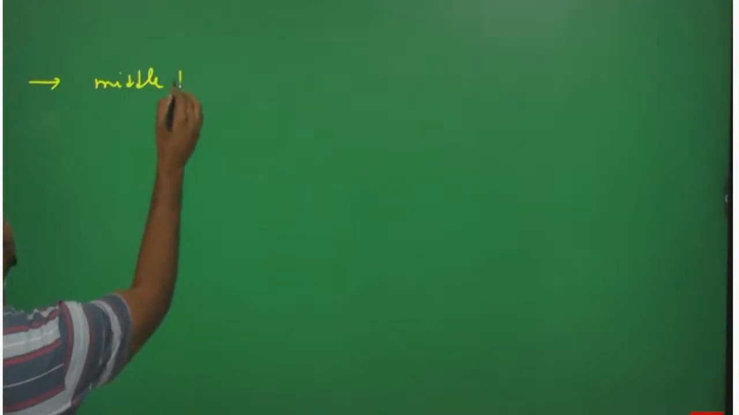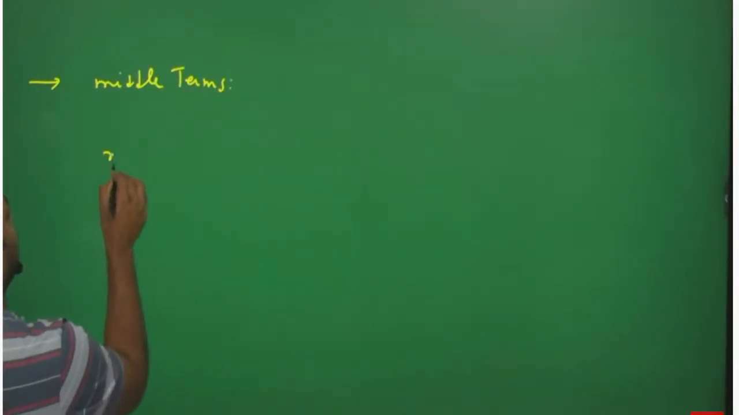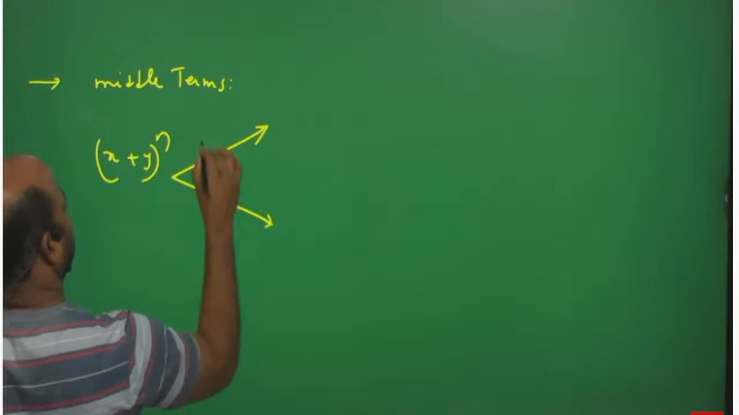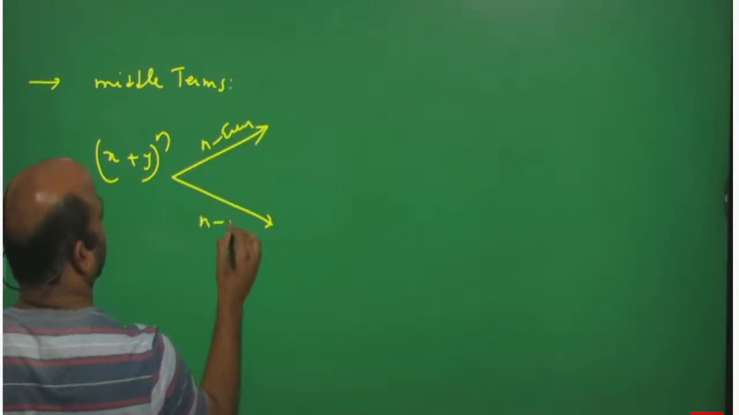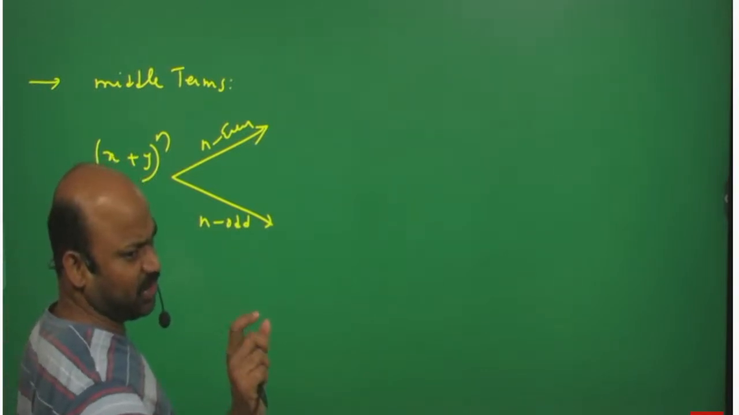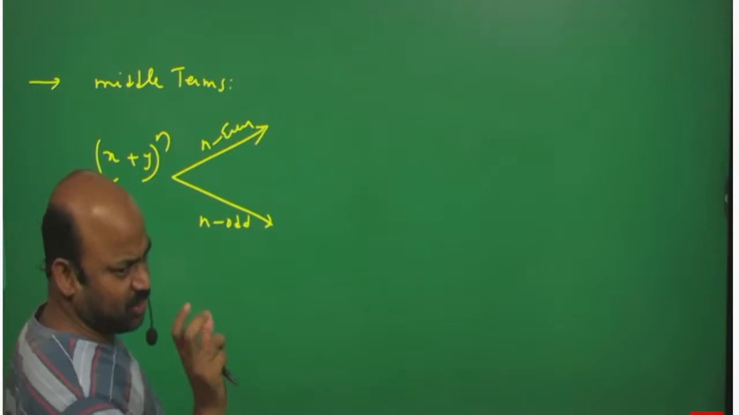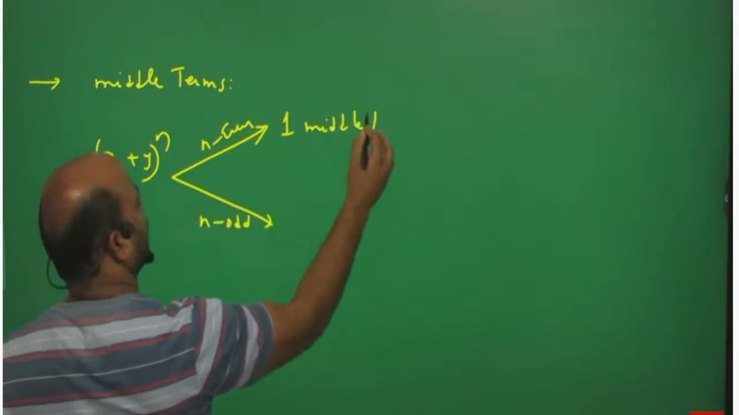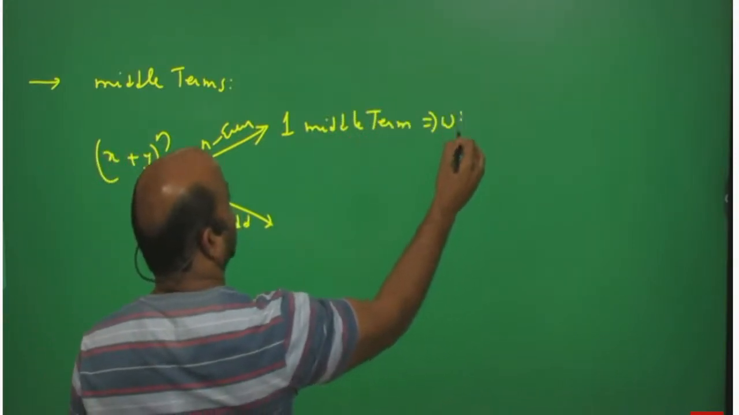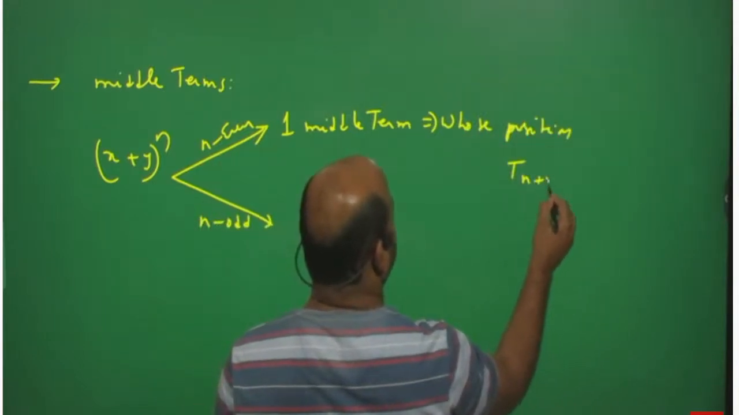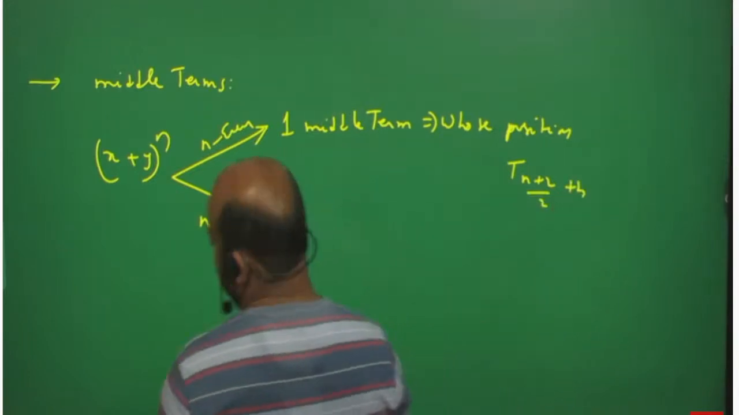How many middle terms will be there? Middle terms. In this (x + y)^n, when n is even, when n is odd. When n is even, you can just take (x + y)^2. You will have only one middle term: x^2 + 2xy + y^2. The middle term is 2xy. Means you will have one middle term, and whose position is T((n+2)/2)th.